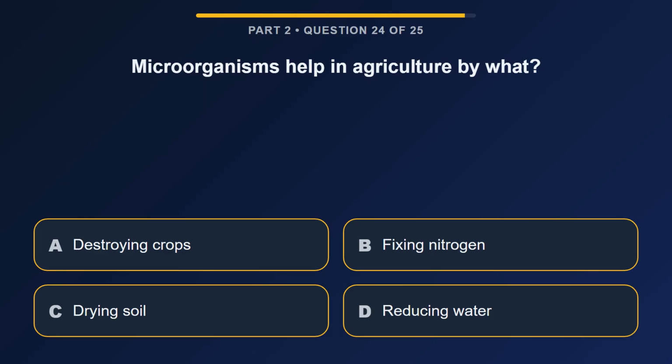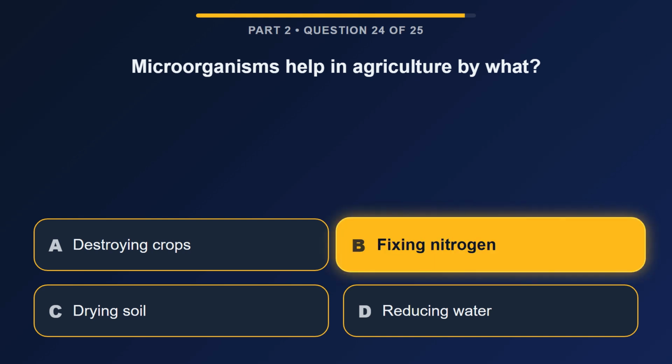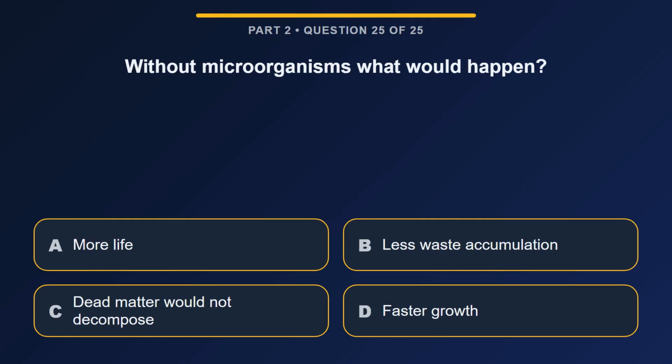Microorganisms help in agriculture by what? Without microorganisms, what would happen?